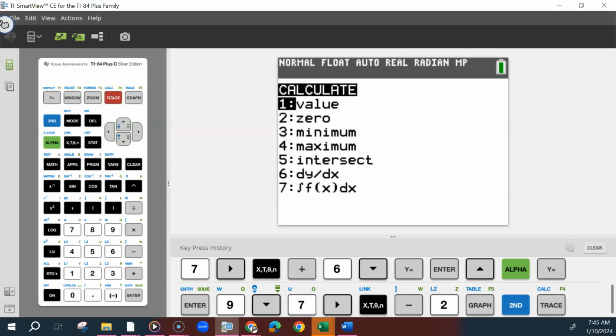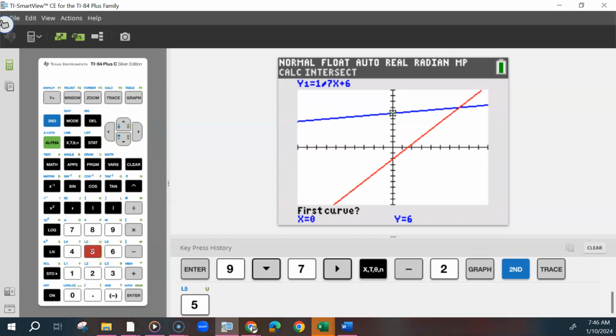And which of these do you think we're looking for? Intersect. So go on to number 5. And then it's going to ask you for the first curve, that's just the first line, hit enter. The second curve, it'll jump to the second line, hit enter again. And then it'll want you to guess. You don't want to guess, you want the calculator to do the work, so hit enter one more time. And it'll tell you what that intersection point is: 7, 7. So that's a great way to check yourself.